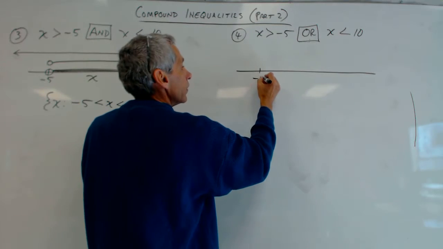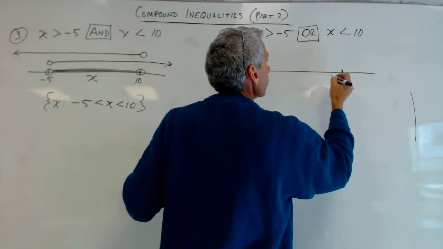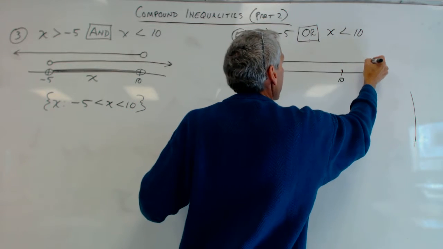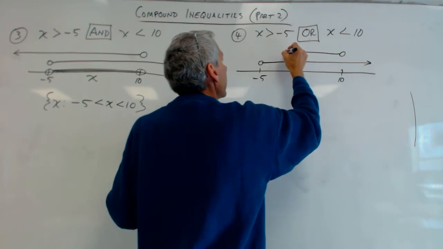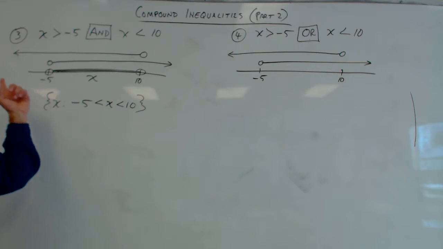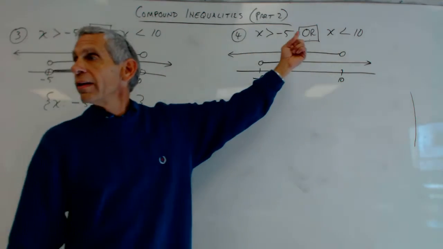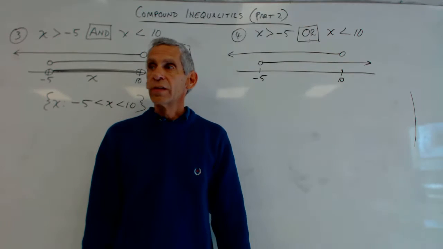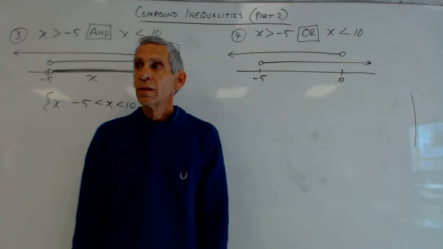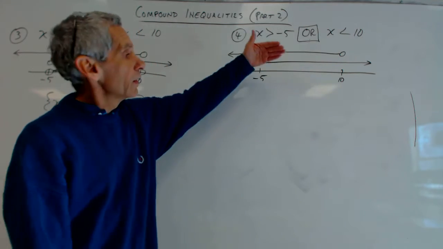So -5. I'm just going to graph it really fast. The same thing. x is greater than -5, and x is less than 10. Okay, it's the same graph. But the word is "or." So Silas, what would you say is the answer? It's the same thing. You're uniting both of them. So it can be either. So think about it.